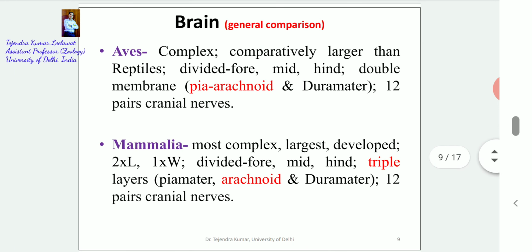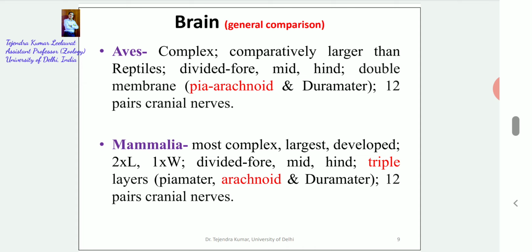In case of Aves, they have a complex brain, comparatively larger than reptilia, means it is larger than amphibia, Pisces, and reptilia all, and divided into forebrain, midbrain, and hindbrain. Double membranes are also present here, but these double membranes are different. One is pia arachnoid and the second one is dura mater, and 12 pairs of cranial nerves are also present here.